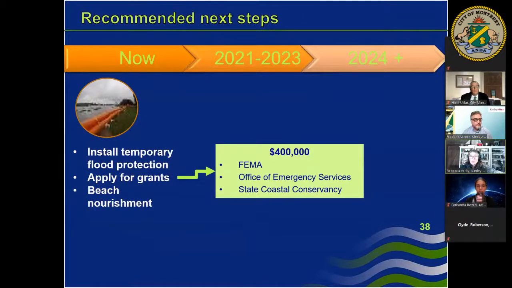So now look at those temporary flood protection measures, and then apply for grants, because you're going to need more information to build on this study before you make a final decision about the direction for the city. So Fernanda has applied for $400,000 worth of grants from FEMA. The Office of Emergency Services has been helping, and the State Coastal Conservancy has pledged significant matching funds, and they're very excited about working with the city. And then we also recommend continuing with the beach nourishment just to stay on top of erosion and do the best we can as we're buying time to make some decisions.